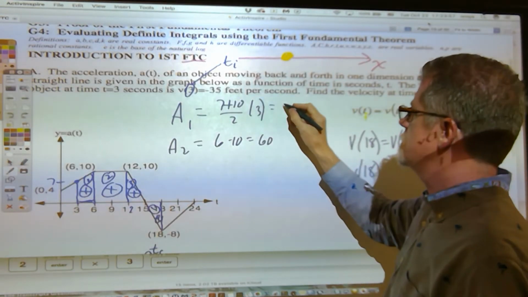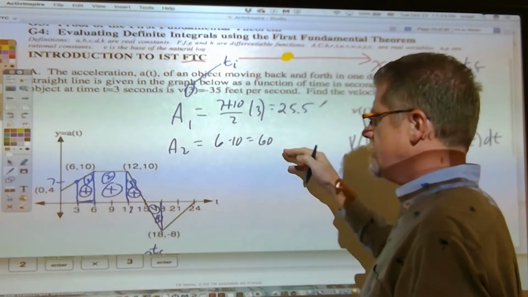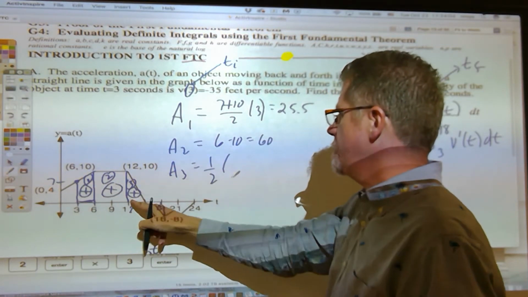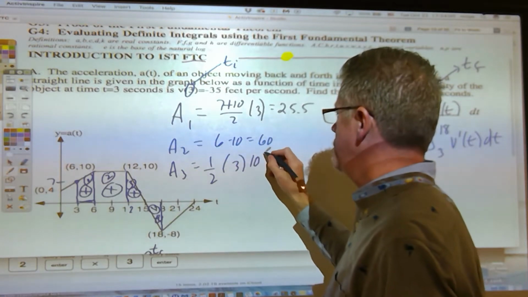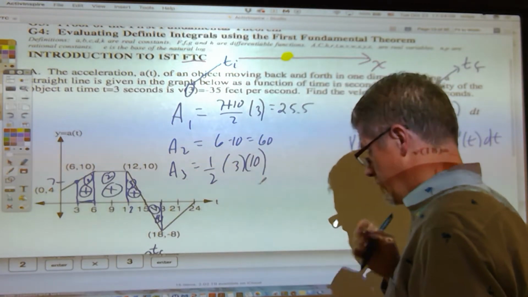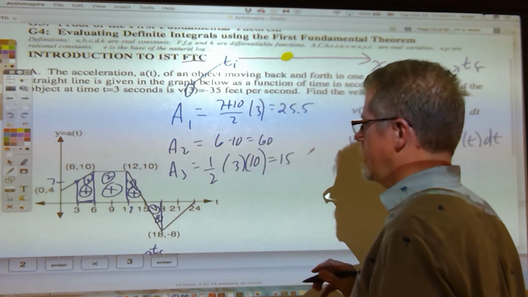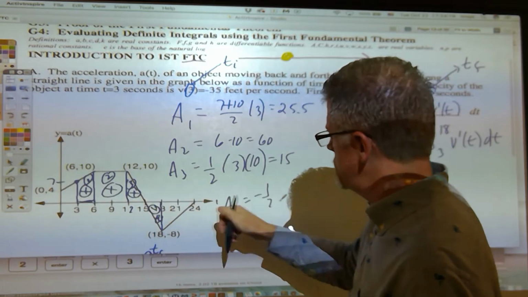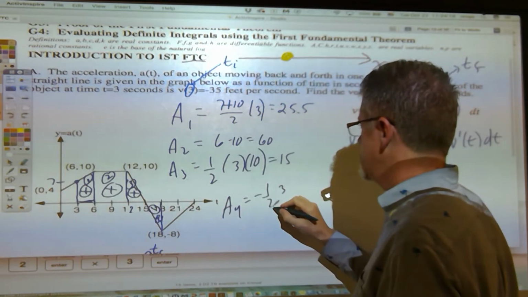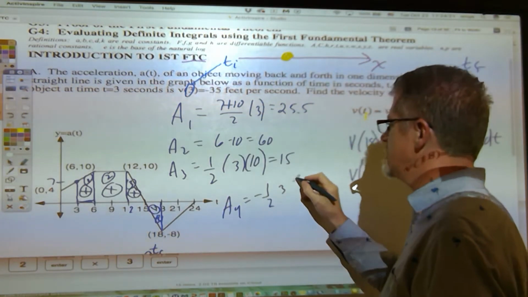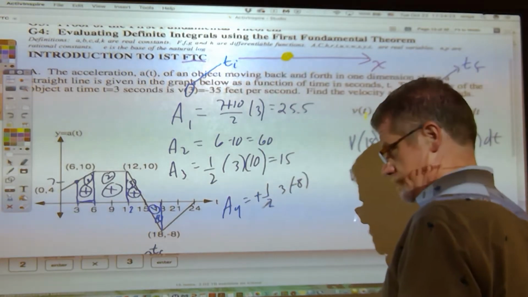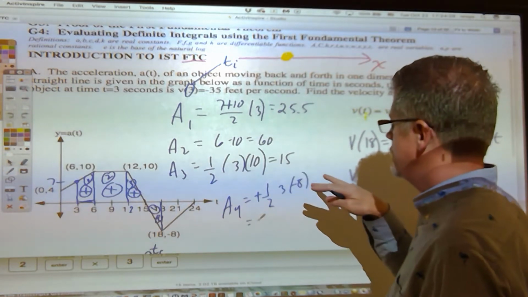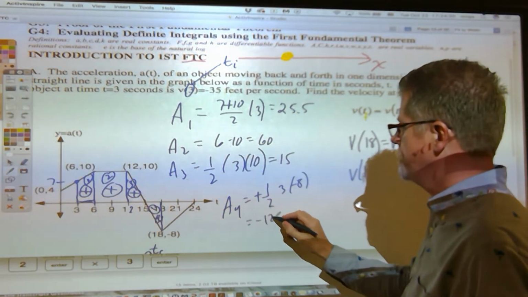Okay, so it's 25.5. Area 3 is a triangle, so it's 1/2 base times height. We'll say the base is 3 and the height is 10. So 1/2 times 30 is 15. And then area 4 is a negative number. It's negative 1/2 times the base 3 times the height 8. Or you could just say 1/2 times 3 times negative 8. That shows you why it's negative area. So that's negative 12.